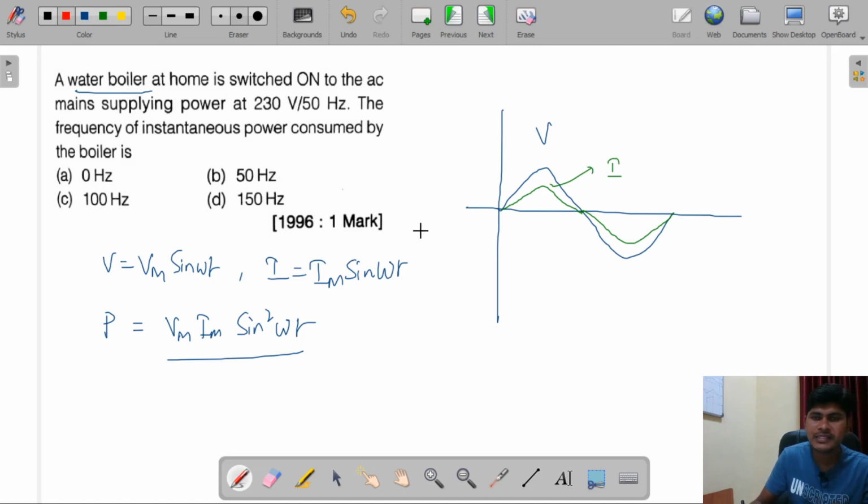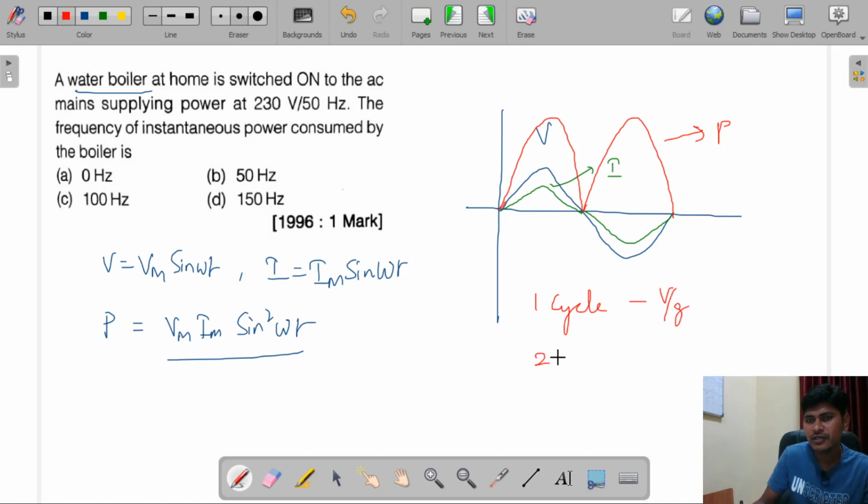Now let me draw the instantaneous power. Both are positive half cycles, product of these two you are going to get like this. These two are negative cycles, product of these two you are going to get again positive cycle like this. This will be power.